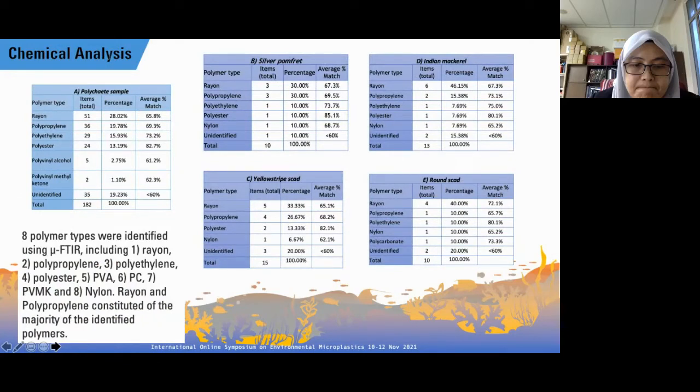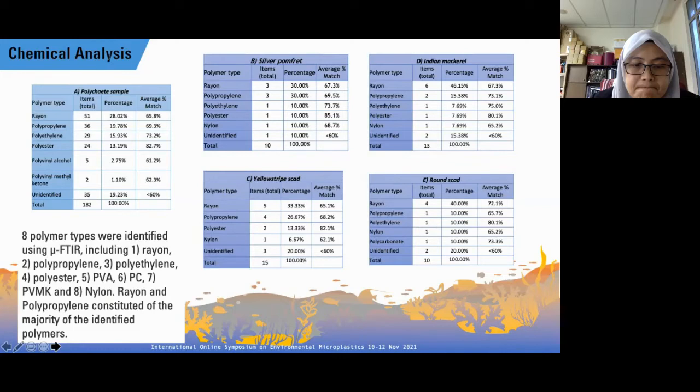For the micro FTIR analysis, we found that 8 polymer types can be identified using this technique. For this analysis, we only use 5 to 10% of counted samples to characterize using this method. The 8 polymers that we're able to identify using micro IR are rayon, semi-synthetic plastics, PP, PE, PET, PVA, polyvinyl alcohol, PCs, polycarbonates, PVMK.